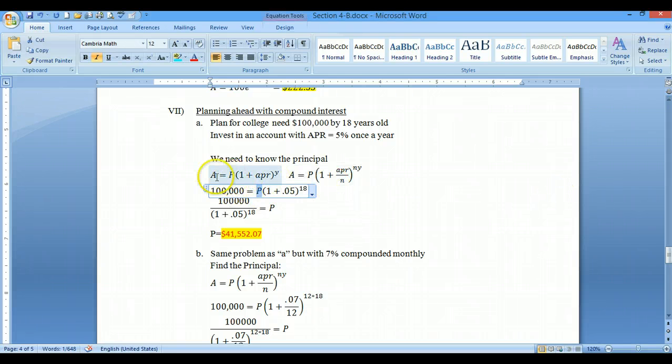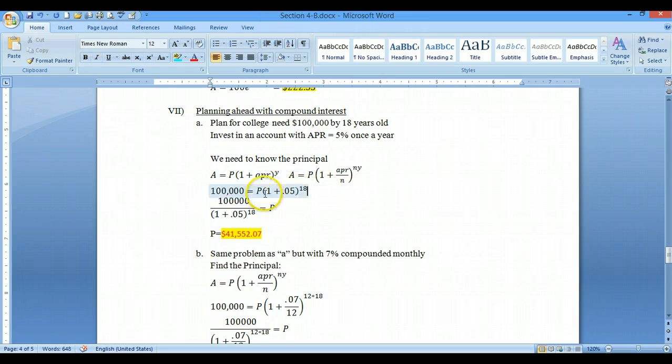So I want my final amount to be $100,000. So I put that in for A. I don't know the principal. That's what I'm looking for. 1 plus 0.05 is the APR, change it to a percent. And I have until they're 18 years old, where I can use my other formula, divide it by the number of compounds. It says once a year, so it would be divide by 1. And n would still be 1 up there, which gives us the same thing.